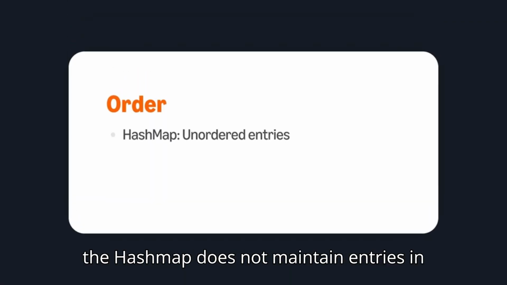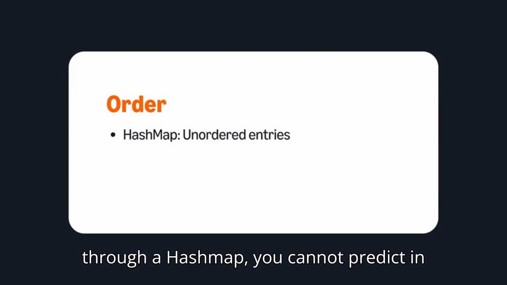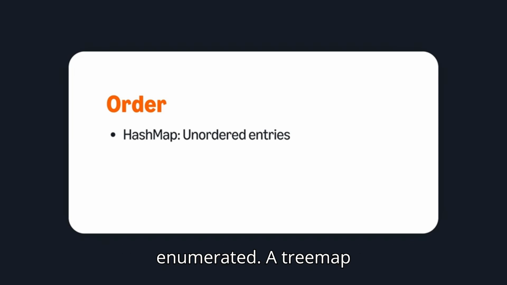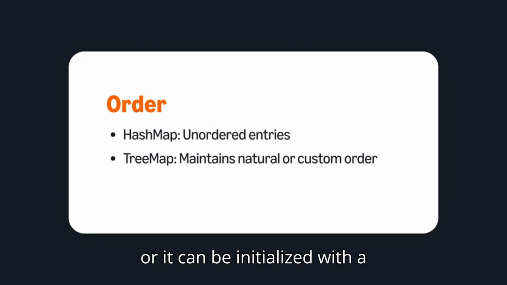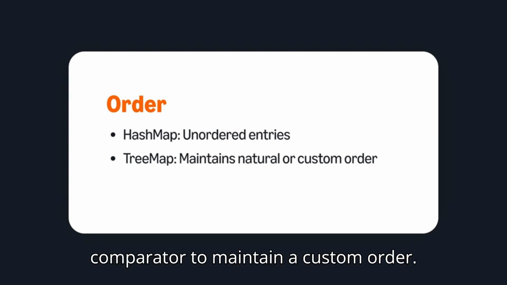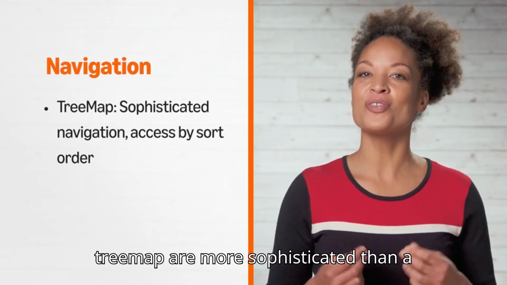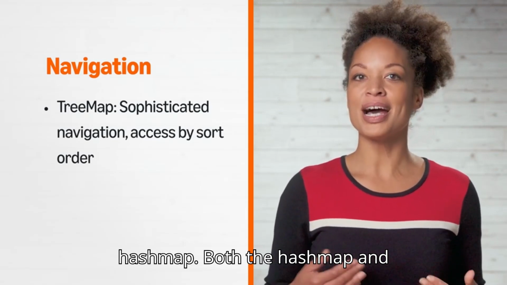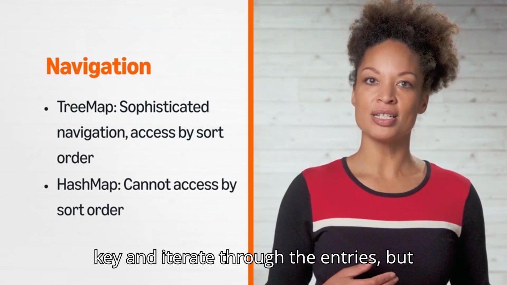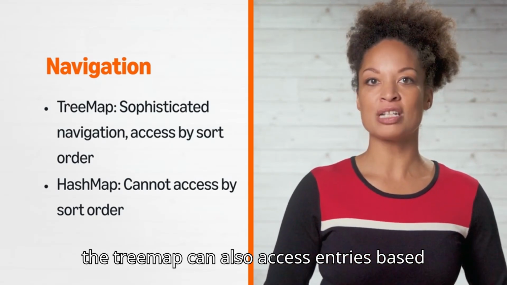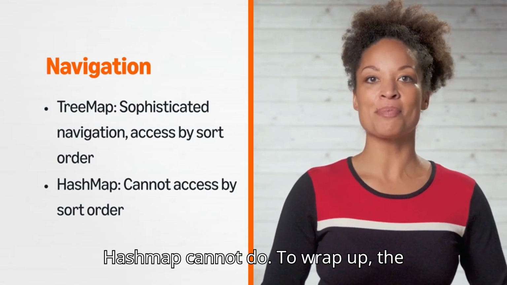Crucially, the hash map does not maintain entries in any particular order. When you iterate through a hash map, you cannot predict in what order the key value pairs will be enumerated. A tree map maintains the natural order of the keys, or it can be initialized with a comparator to maintain a custom order. Finally, the navigation capabilities of a tree map are more sophisticated than a hash map. Both the hash map and tree map can fetch a value directly by its key and iterate through the entries, but the tree map can also access entries based on their relative sort order, such as the next highest key, something that the hash map cannot do.